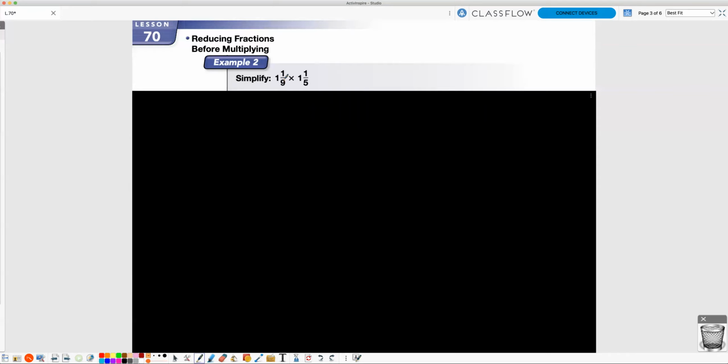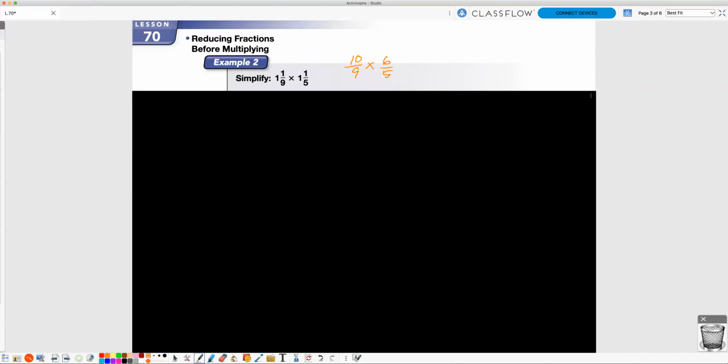Example 2: 1 and 1/9 times 1 and 1/5. In this case, I need to make sure that they're both fraction forms, not mixed numbers. So 9 times 1 is 9, plus 1 makes 10 ninths. 10 ninths is what 1 and 1/9 is. Times 1 times 5 is 5, plus 1 is 6 as the numerator, 5 is the denominator.